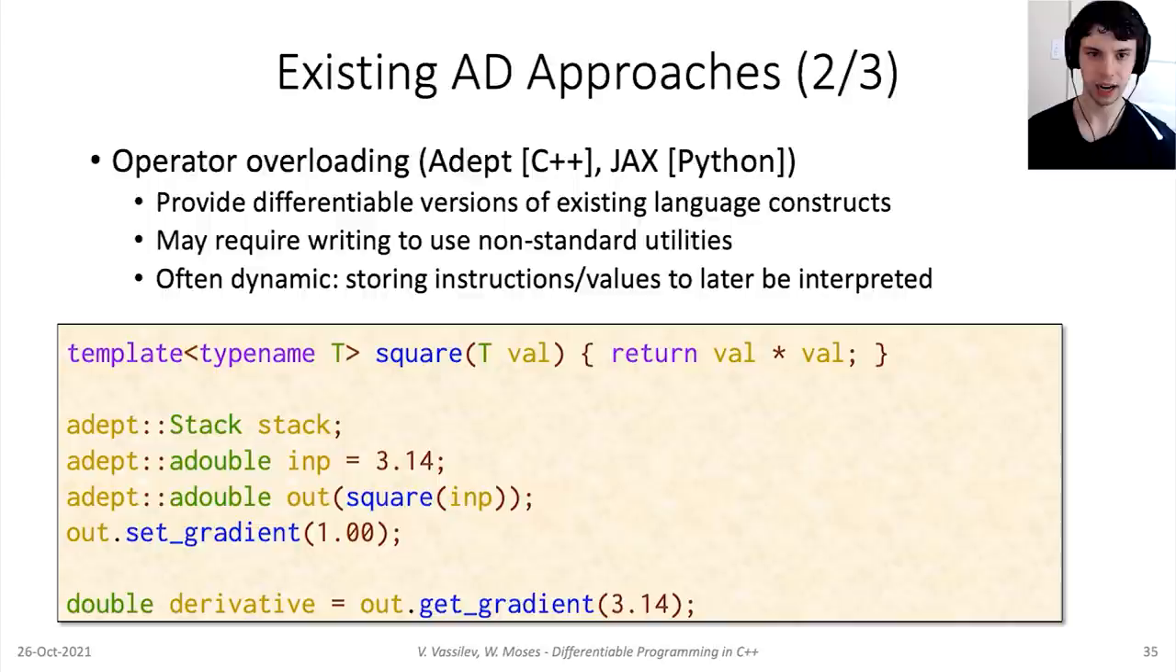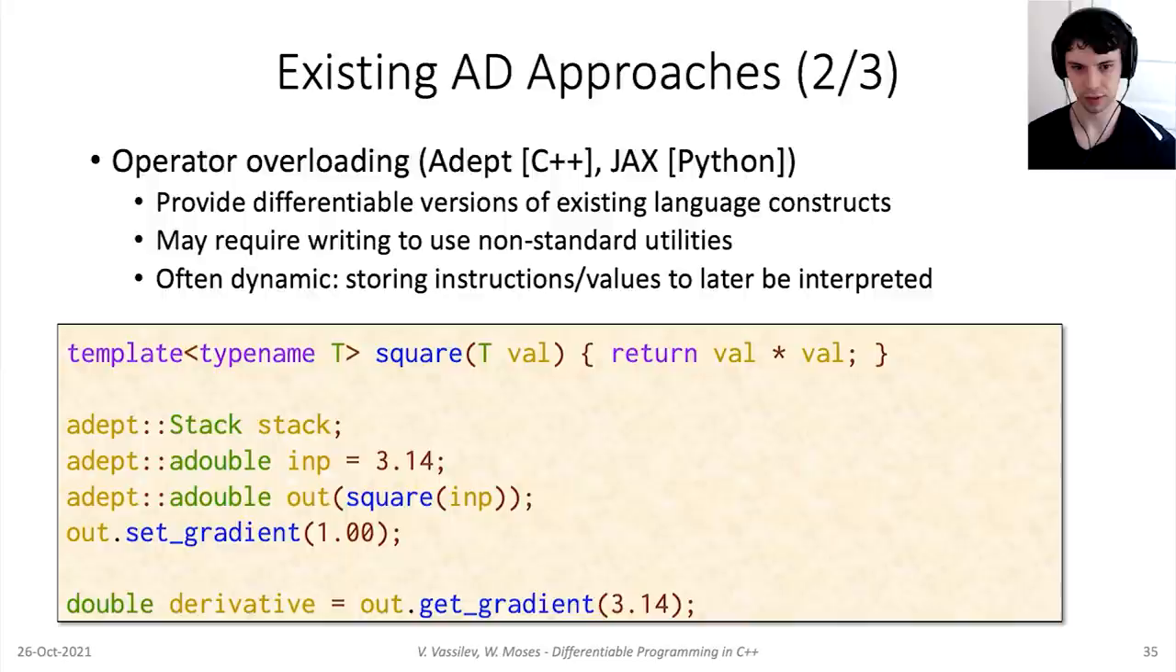However, oftentimes these operator overloading approaches don't work across the entirety of the language. Especially if you have custom types, or an external or existing library that assumes it only works on specific types, then you may have to rewrite your code to use these non-standard utilities. So in the test case below, I have a templated version of this square function, where I can either pass in a regular float64, or I can use the special differentiable adouble that comes from Adept, where it will track all the types of operations that are being run.